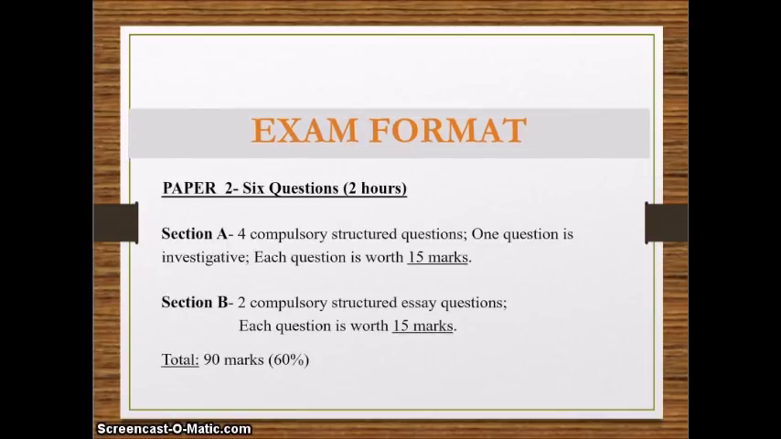The second paper, paper 2, consists of 6 questions to be done in 2 hours. And the paper is divided into 2 sections. Section A would contain 4 compulsory structured questions, and usually one of the questions may be investigative, meaning that they may have a graph or a chart or a diagram that you should be able to interpret and answer questions based on. And each of these questions is worth 15 marks. And then in section B, you would have 2 compulsory structured essay questions. Each question is also worth 15 marks. So that gives a total of 90 marks for paper 2, and that is 60% of the overall grade.